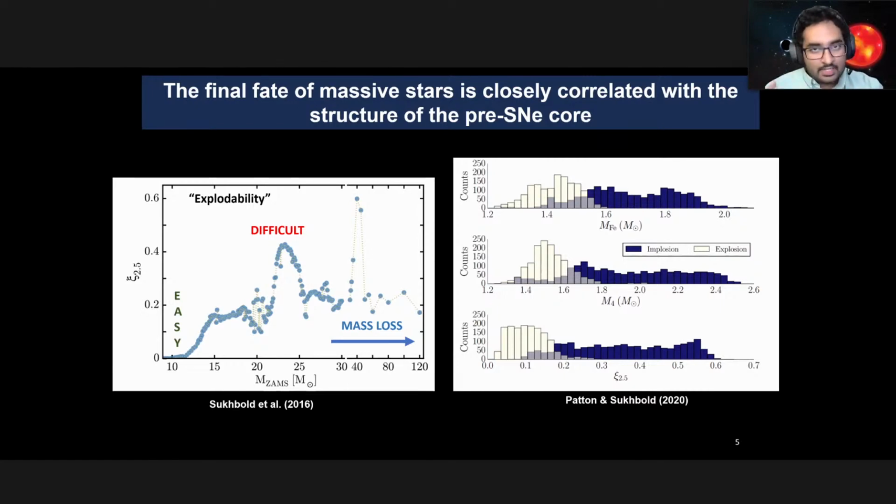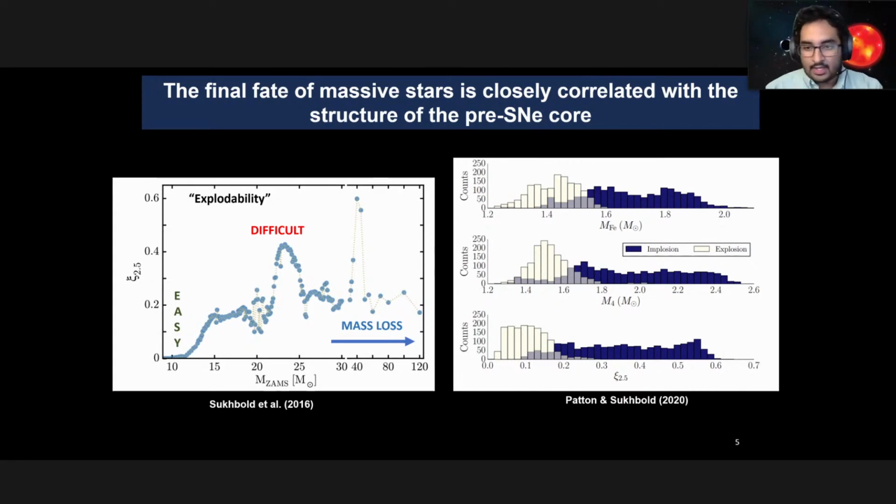This is the theoretical measure, but it is very useful to understand the landscape of compact objects that remain after massive stars die. So this plot on the left shows how this parameter varies with the mass of the star before it goes supernova. Stars below about 15 solar masses have a very small compactness value, and they're very easy to explode, whereas stars from about 22 to 26 solar masses are much more difficult to explode. Beyond about 32 solar masses, the effects of mass loss through winds start to come into play, and this parameter is about constant for these very high mass stars.